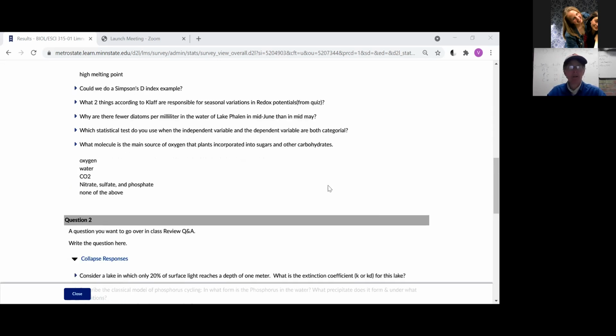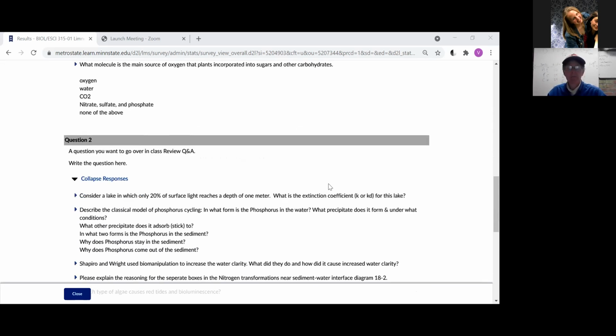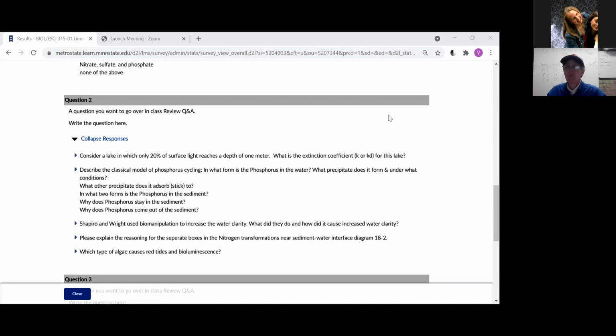All right, let's move on to people's second question. Consider a lake in which only 20% of the surface light reaches a depth of 1 meter. What is the extinction coefficient for this lake? I'm just going to write this on the board, and we'll talk our way through it. What is the extinction coefficient?